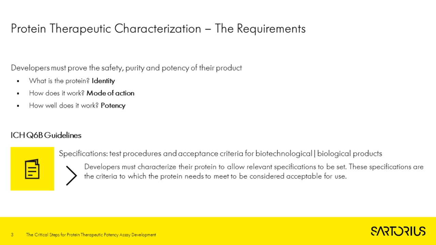The ICH-Q6B guidelines give developers guidance on what they need to demonstrate for their molecule, with the end goal being an in-depth understanding of the molecule's characteristics, which allow relevant specifications to be set that will then prove the future batch-to-batch acceptability for use.